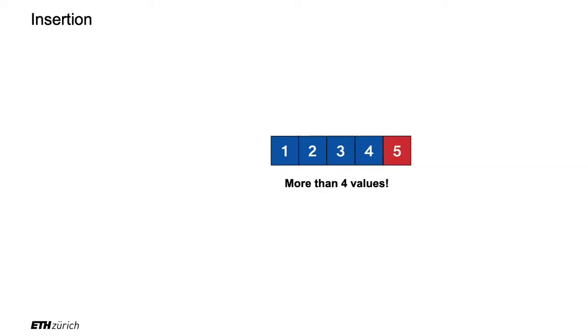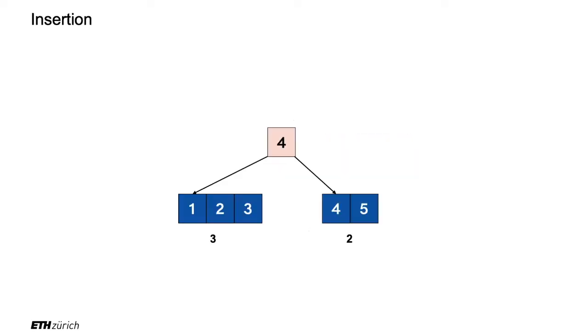And then since I limited myself to 4 values or 5 children, I'm breaking the rule here. I have more than 4 values. What do I do? I split it. So I split it into 2 nodes, 1, 2, 3 on the one side and 4 and 5 on the other side. And then I put as a comparison value the 4. So anything smaller than 4 is on the left, everything greater or equal to 4 is on the right. So now I'm okay because I have 3 values on the left that would be virtually 4 children, and 2 values on the right that would be virtually 3 children. So then I'm back to normal.